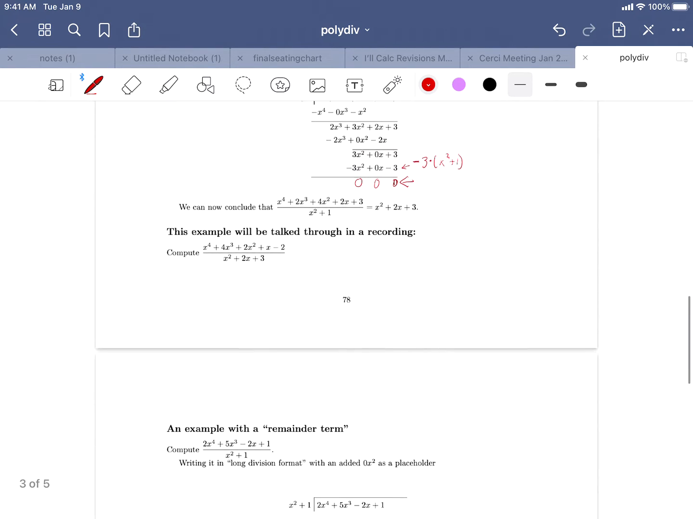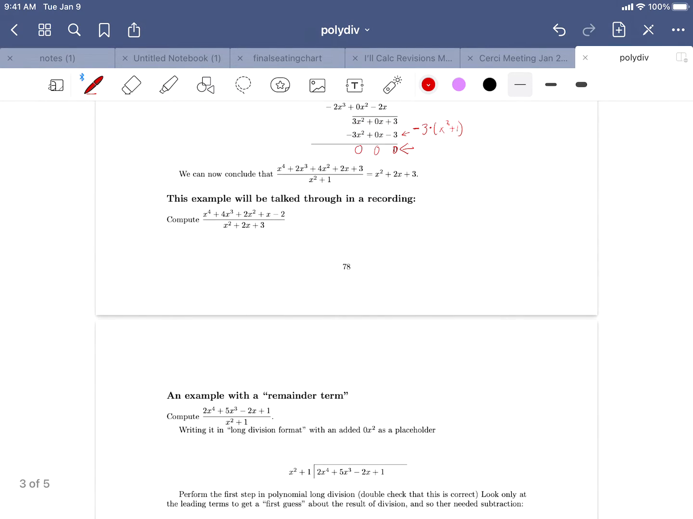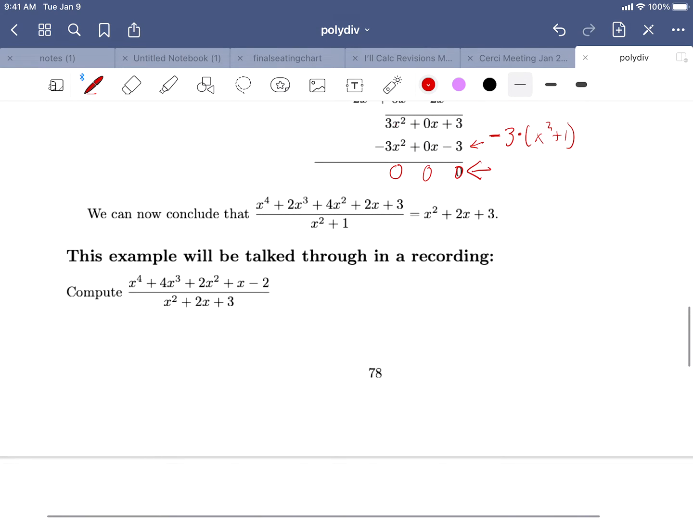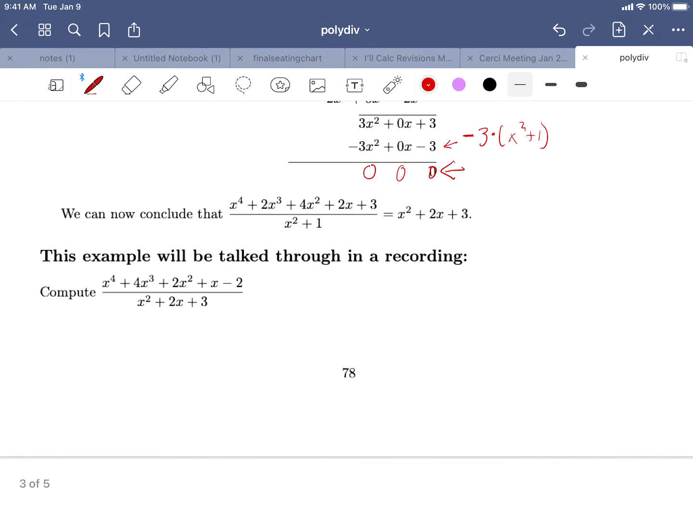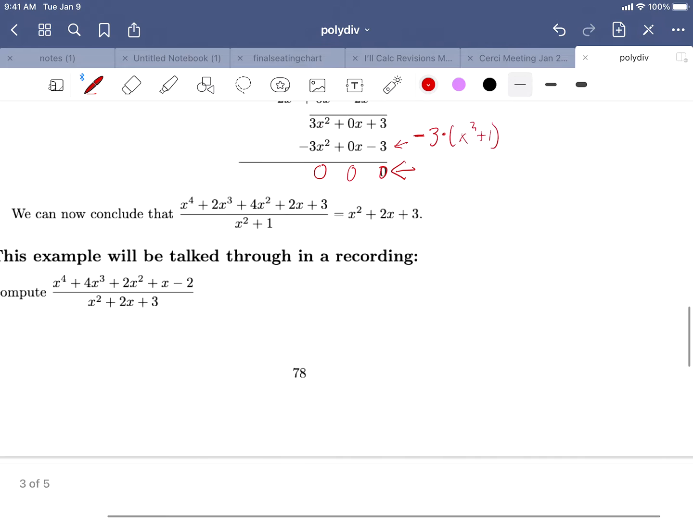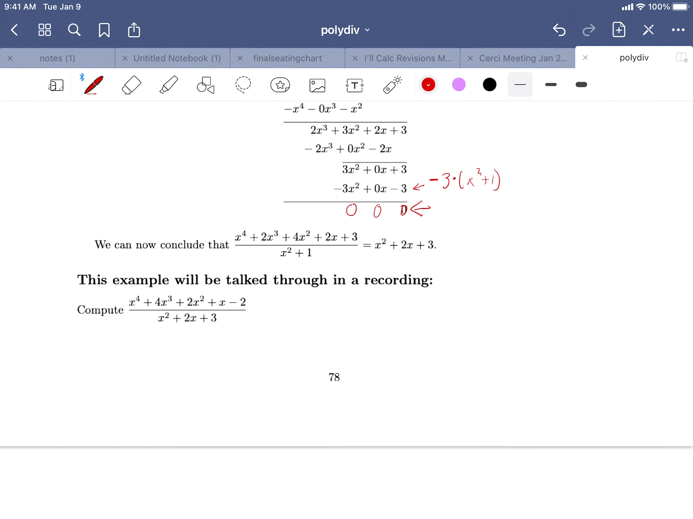The advantage of this is we don't need to write a new column for each step. Let's do this division. Let's determine how many times x squared plus 2x plus 3 goes into x to the fourth plus 4x cubed plus 2x squared plus x minus 2. So that means I need to compute this long division: x squared plus 2x plus 3 into x to the fourth plus 4x cubed plus 2x squared plus x minus 2.